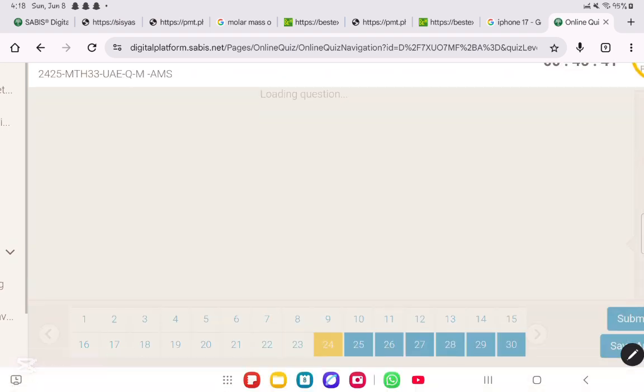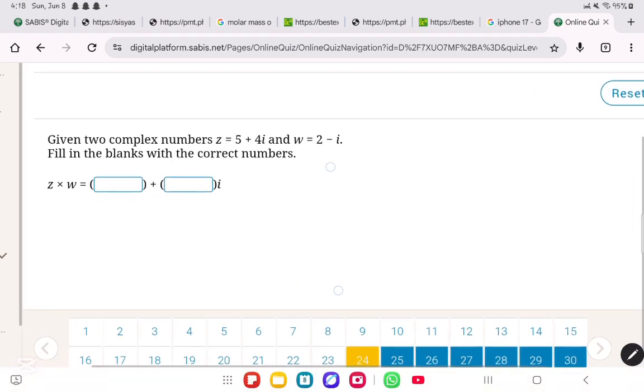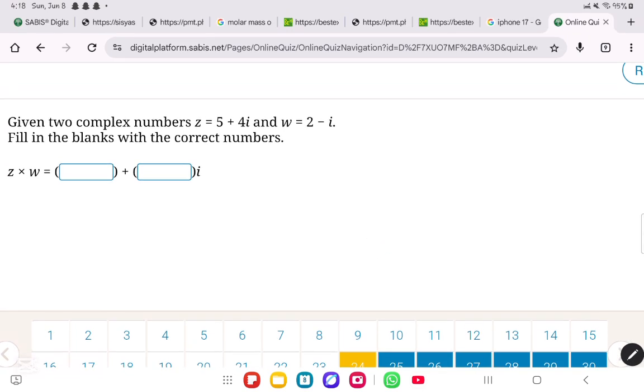We move on to question number 24. Here we need to multiply two complex numbers together. So what do we do? Just multiply them as if they were two regular factors. Okay, so 5 plus 4i times 2 minus i, we need to multiply them together. So what are we gonna do?